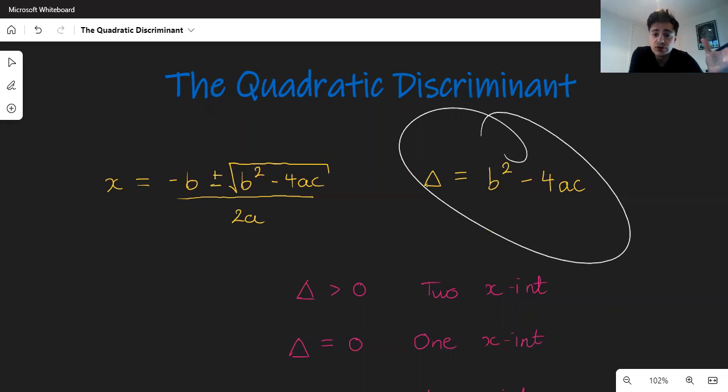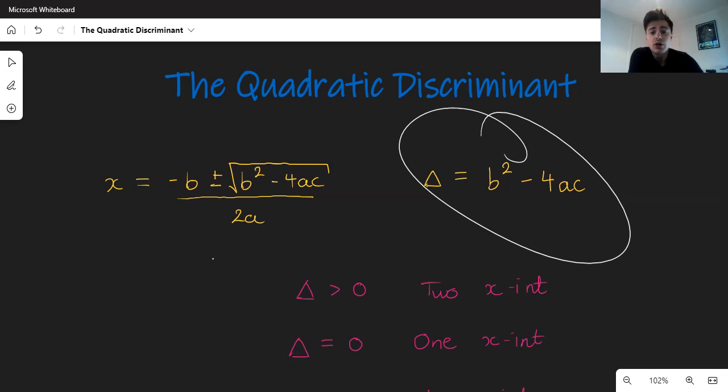And when I say solutions, I'm talking about how many x-intercepts. Does it cut the x-axis once, twice, or no times at all? And they're all the possible options for a quadratic equation. You can have up to 2 x-intercepts.